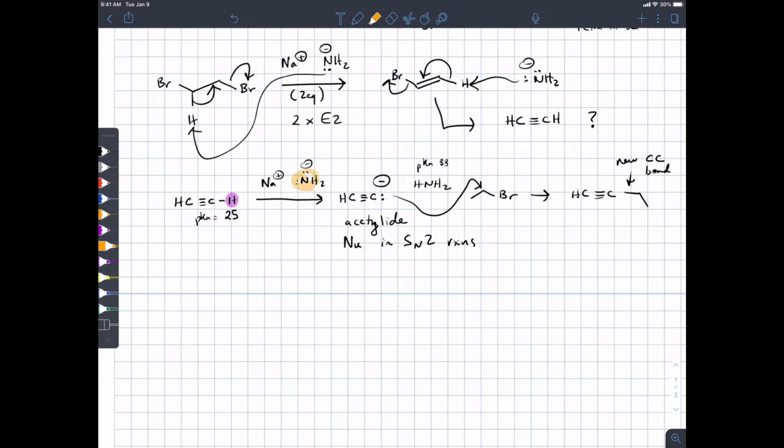This is our base. The base removes a proton from the alkyne. And the reason it can do that is because the conjugate acid of the base has a pKa of 38. So this is just acid-base chapter 2 chemistry, but it's one way, after you've made this alkyne, you can turn the alkyne, which is just a hydrocarbon, into a nucleophile that you can then use to make carbon-carbon bonds.